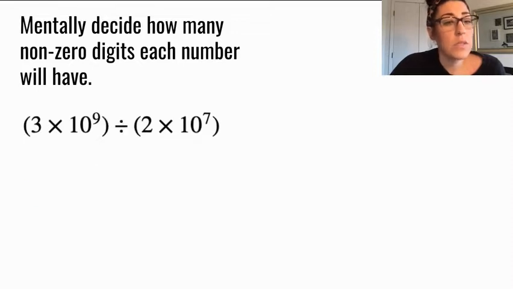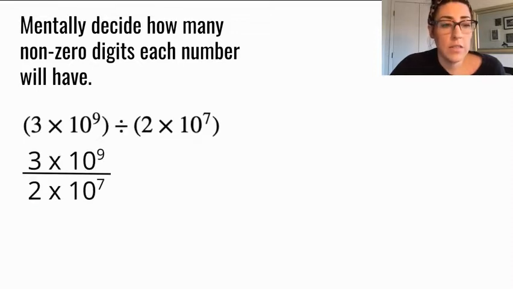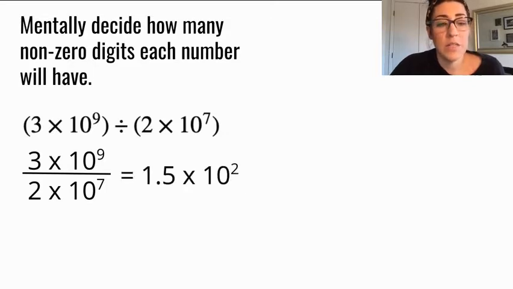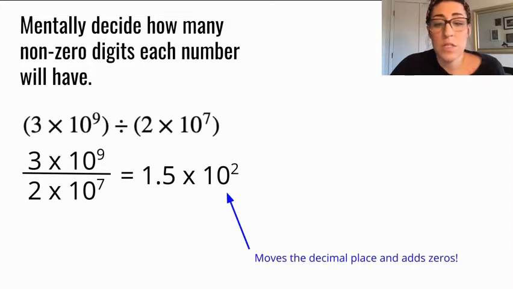In this next one with division, we can rewrite it to look like this. If we work that out, it would be equal to 1.5 times 10 squared. That 10 squared moves the decimal place and adds zeros. So this is equivalent to 150, which means we would have 2 non-zero digits.